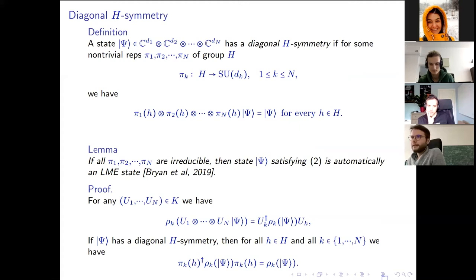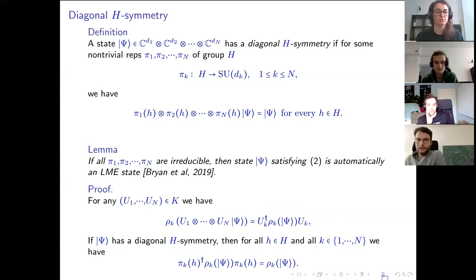And if psi has a diagonal H symmetry, from its very definition, for all group elements and all k's, we have that this pi_k(h) bar rho_k pi_k(h) is the same as rho_k, which means that basically this rho_k is an intertwiner. It's an H-equivariant map with respect to this. So we can now use Schur's lemma, a very basic lemma from representation theory, to deduce that rho_k is proportional to the identity, which means it's LME, it's maximally mixed. That's it.